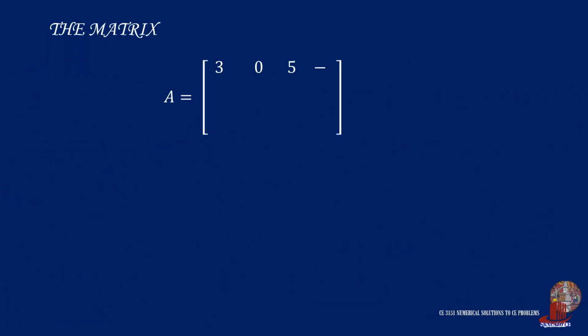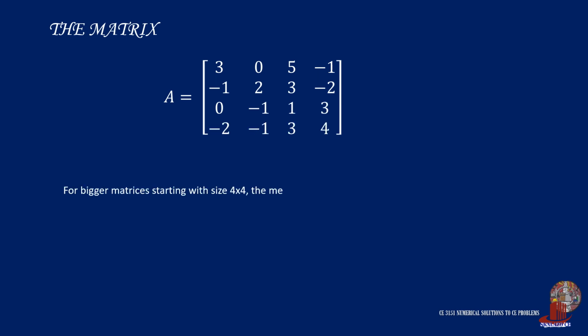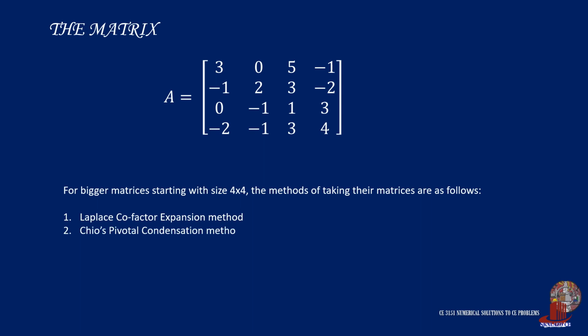Bigger matrices, such as the one we would use in our example, can be solved in two ways. One is the general method, which is Laplace cofactor expansion. The second is Chio's pivotal condensation method. The procedure on these two methods starts with the reduction of the matrices a step at a time. For the 4 by 4 matrix, we are going to have these reduced to 3 by 3 matrices and then use Sarrus' rule from that point.